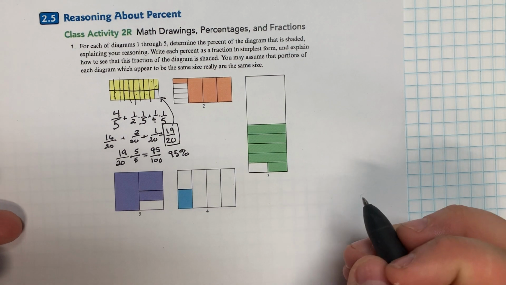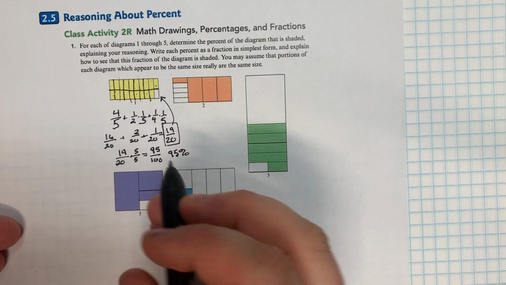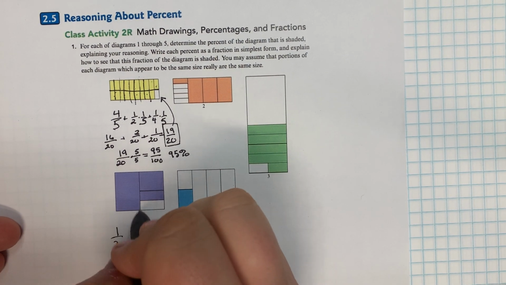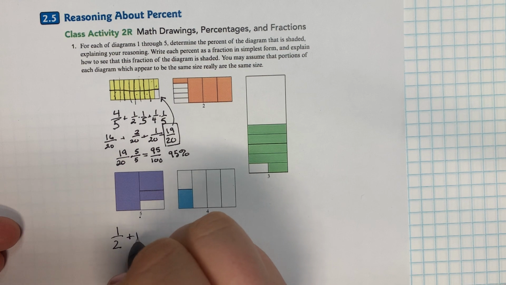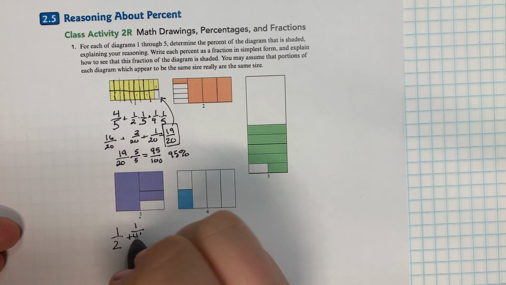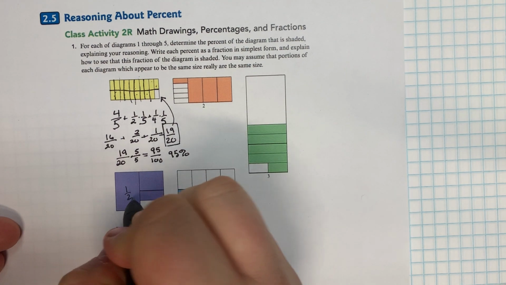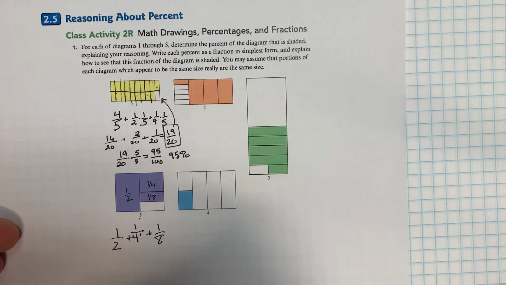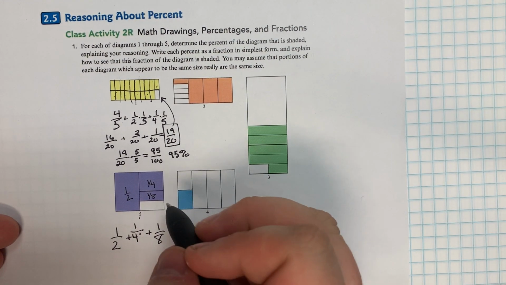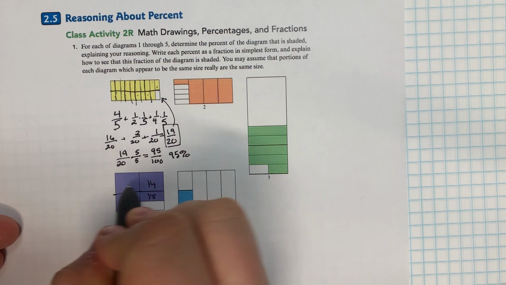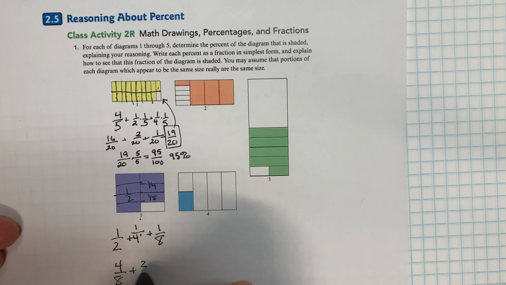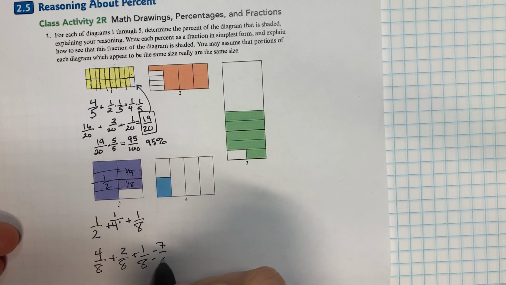I'll leave number 2 for you to work on your own. The same with 3, but let's look at 4 and 5. So we could look at this as 1/2 of my whole plus 1/4. I apparently forgot how to write a fraction, so we have 1/2, 1/4, and 1/8. So we use our 1/8 as a common denominator. We get 4/8 plus 2/8 plus 1/8, 4, 5, 6, 7 eighths.